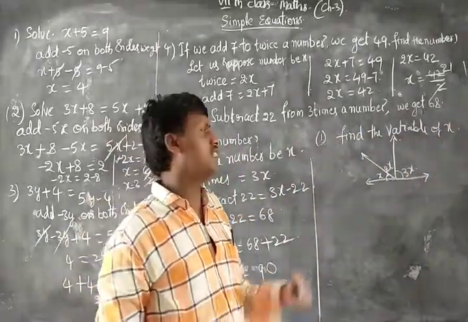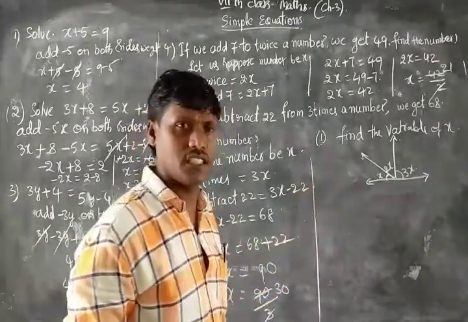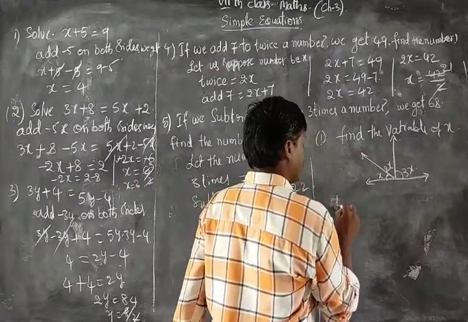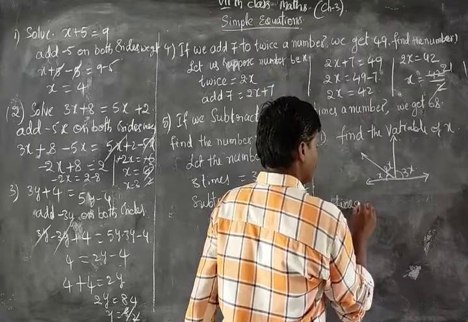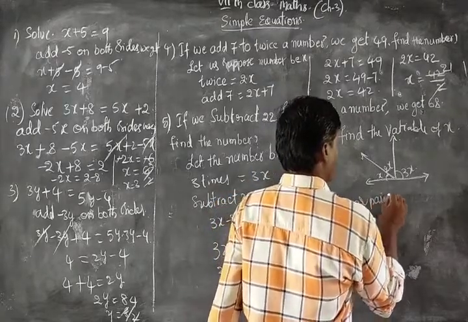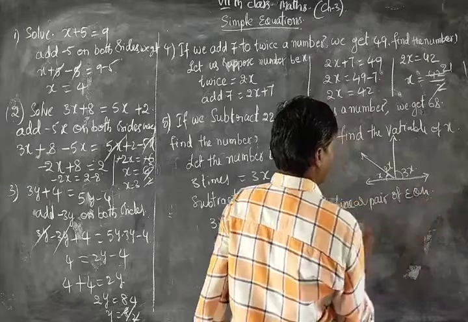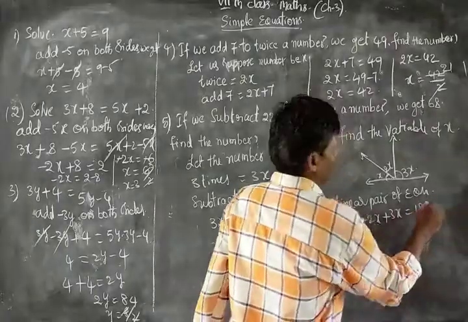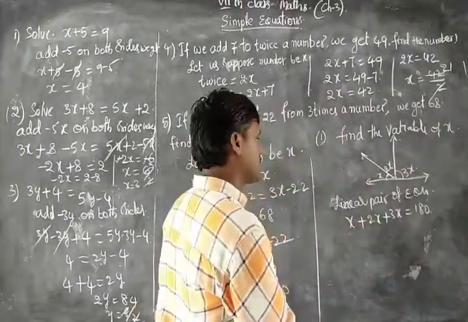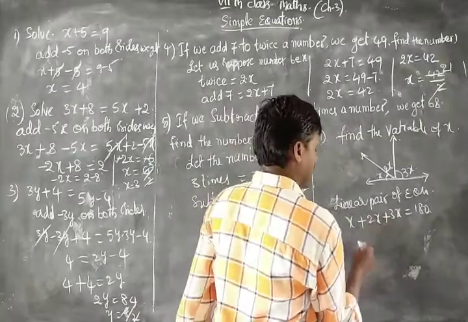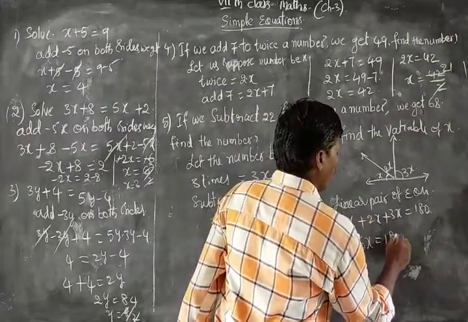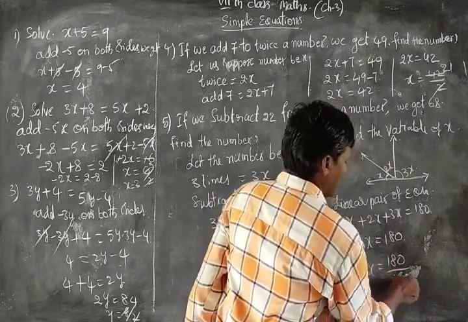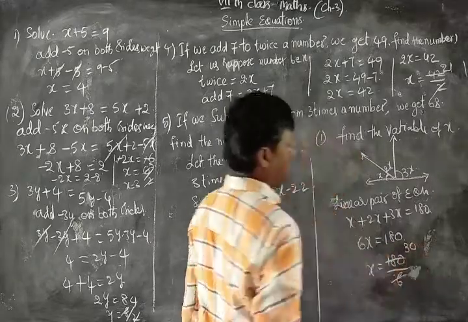We know that for a linear pair, the sum of adjacent angles is equal to 180 degrees. Sum of a linear pair equal to 180 degrees. Then how do you write that? x plus 2x plus 3x is equal to 180 degrees. Sum of adjacent angles is equal to 180 degrees. x plus 2x plus 3x, 6x is equal to 180 degrees. Then x is equal to 180 by 6. How much is it? 30.